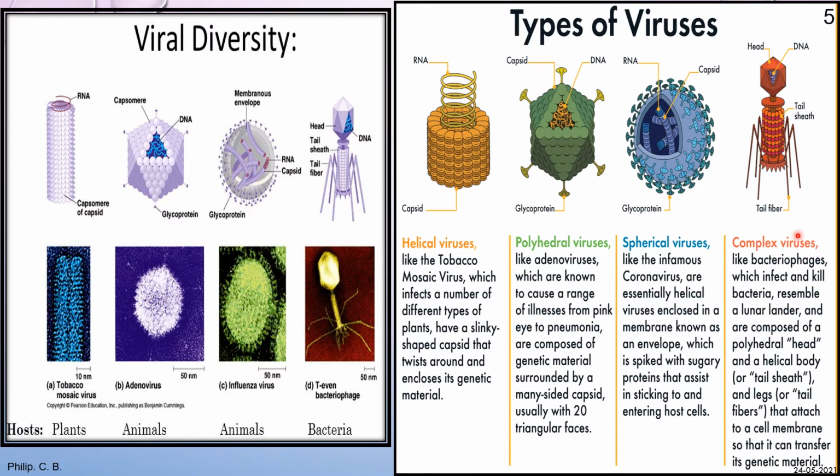And fourthly, the complex virus, which is a bacteriophage, has a head, DNA as the genetic material, a tail sheath and the tail fiber. Complex viruses like bacteriophage, which infect and kill bacteria, resemble a lunar lander and are composed of a polyhedral head and a helical body or tail sheath, and legs or tail fibers that attach to a cell membrane so that it can transfer its genetic material. As we saw in the second slide, this is how it comes onto the bacteria. That's why the term used over here is lunar lander, as we send our satellites onto different orbits, right? So it attaches itself and then injects its genetic material, that is DNA, into the host.